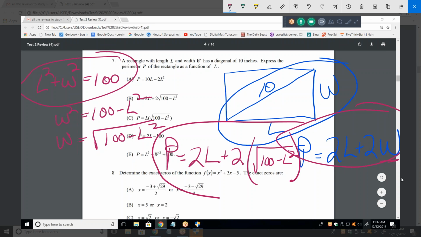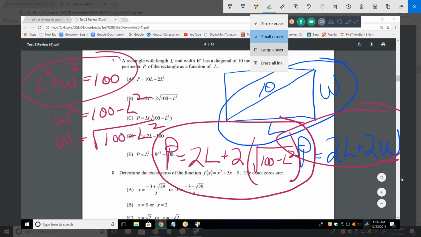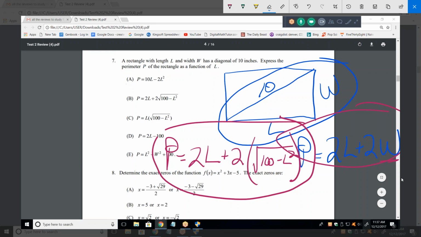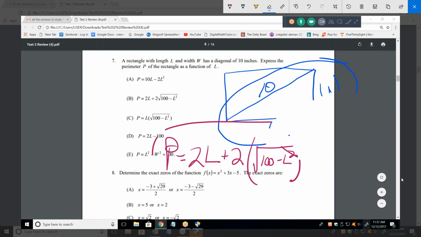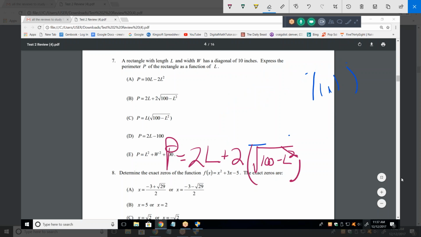So there's our answer. Now we just have to find one that looks like that. So let me erase all of this so that we can see the answers. And some of this. There's our answer. We're looking at it. Now we just have to simplify it possibly, or maybe they'll have that exact thing on there. Do they? Yeah, it's B. They do.